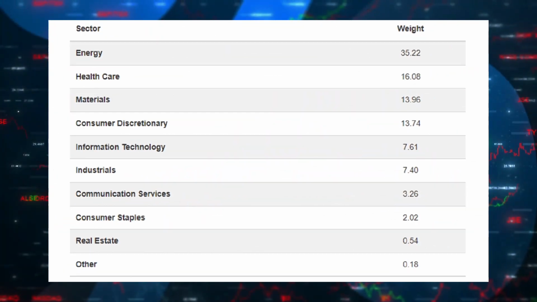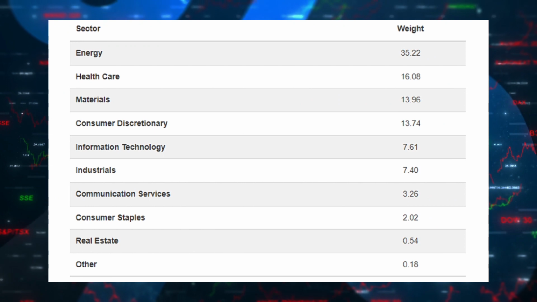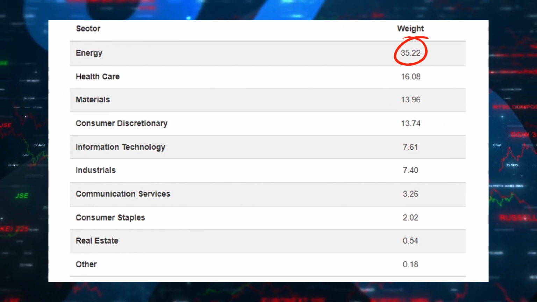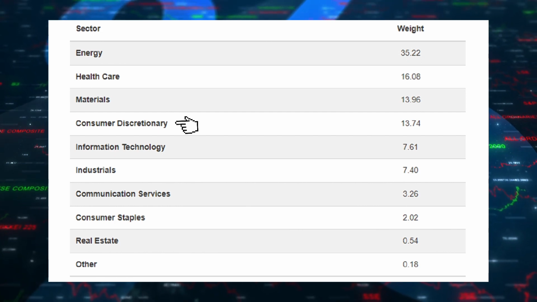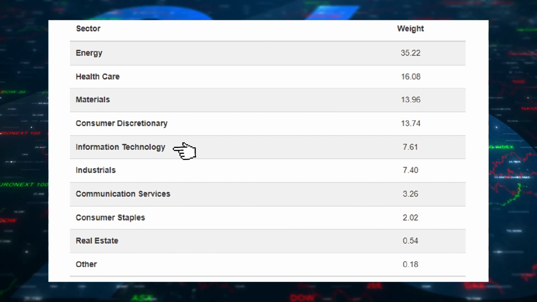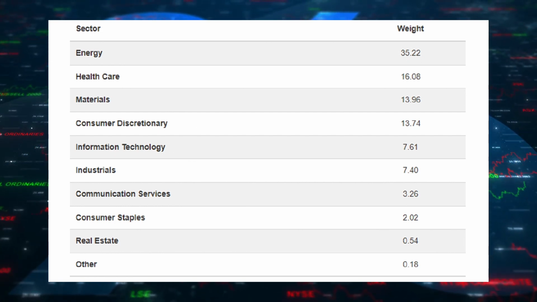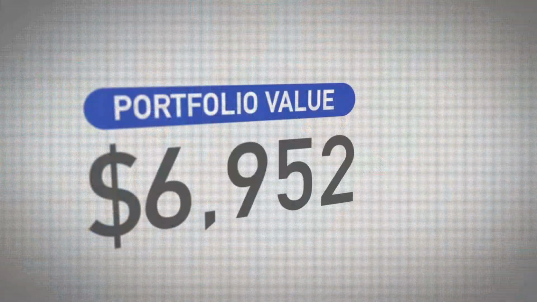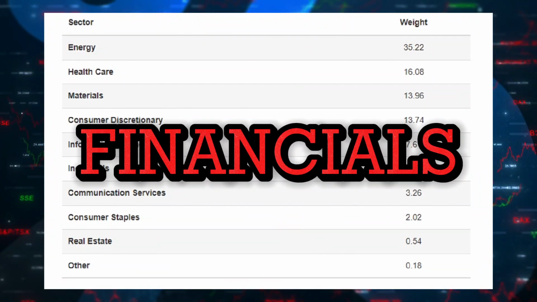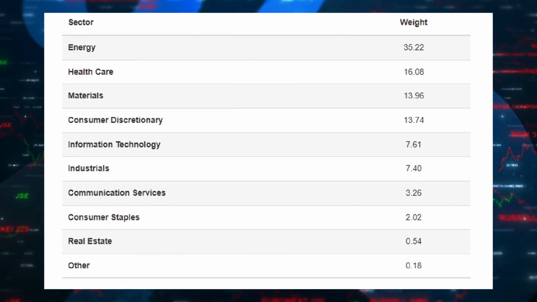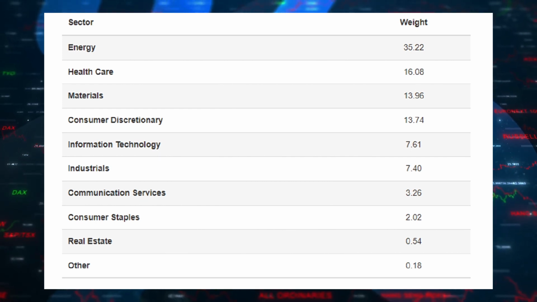Now, let's take a look at COWZ Holdings' breakdown. Over 35% of its assets are in energy stocks, with healthcare, basic materials, consumer discretionary, and technology as its primary assets. However, it's important to note that the fund is rebalanced quarterly, so the allocation of assets can change. One sector missing from its holdings is financials, and this decision has proven to be smart given the struggles in the financial sector in recent times.